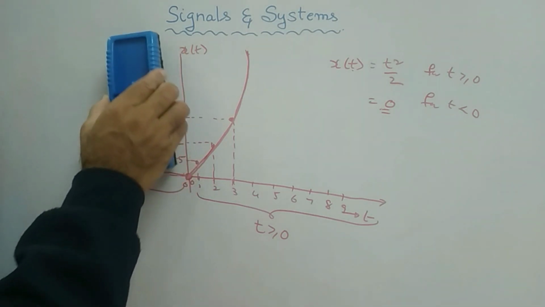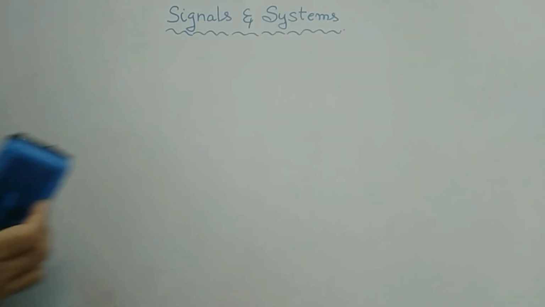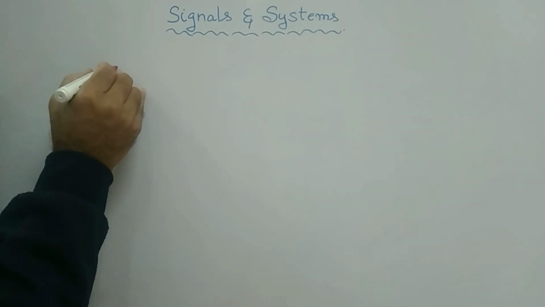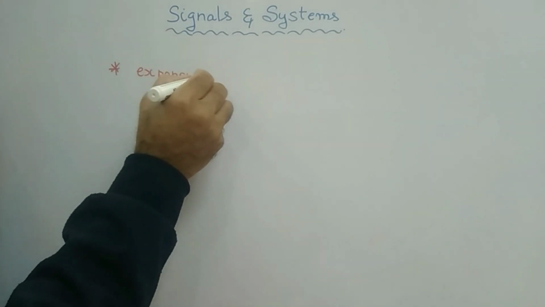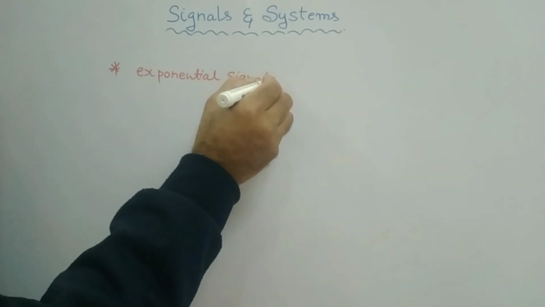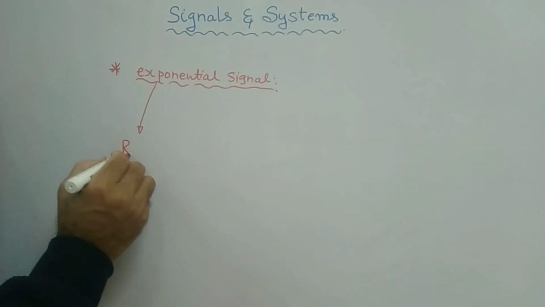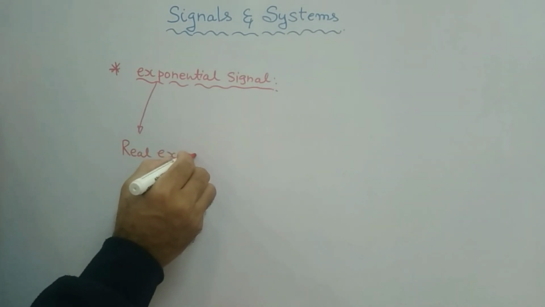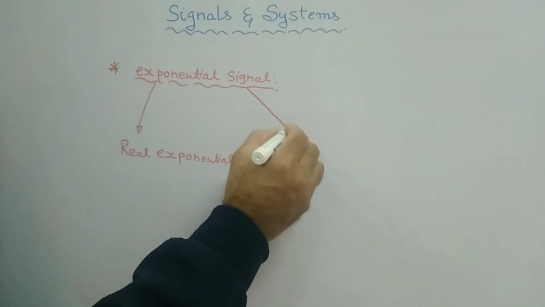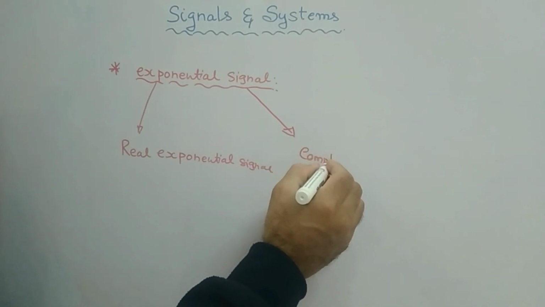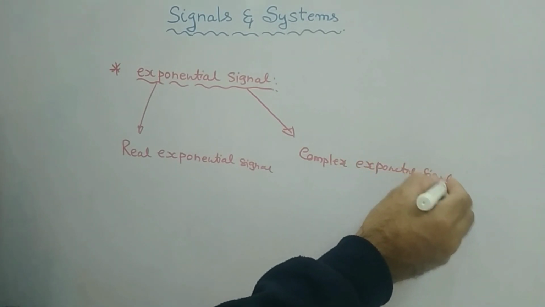Next is the exponential signal. What is the exponential signal? In the exponential signal you will have two cases basically. One is the real exponential signal, and the second is the complex exponential signal.